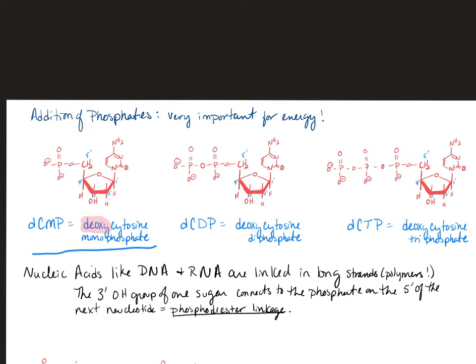Deoxy means that you're starting with DNA type of stuff because there's no OH right there. Cytosine tells you that you've got a cytosine up here. That's what the base is. And then monophosphate, mono meaning one, says that there's one phosphate group over here. Okay, so we abbreviate that dCMP for deoxycytosine monophosphate.